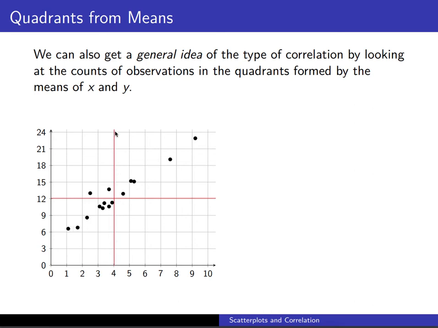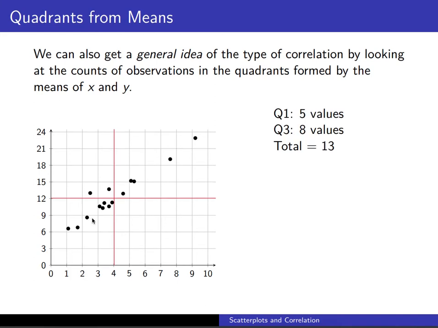We can draw a vertical line at x equals 4. Likewise, if we calculate the mean of all the y coordinates, we find that it is slightly higher than 12, so we'll just say 12 for the purposes of this video. And we can draw a horizontal line through y equals 12. Notice it creates a quadrant system: first quadrant, second quadrant, third quadrant, and fourth quadrant, just like in previous algebra classes. We can get a general idea by counting how many observations are in each quadrant.